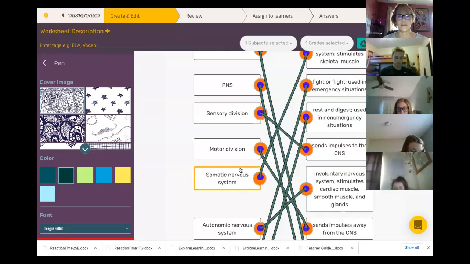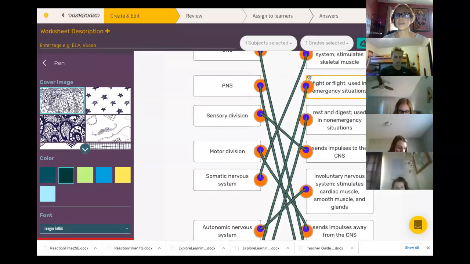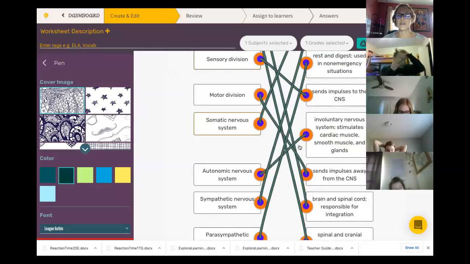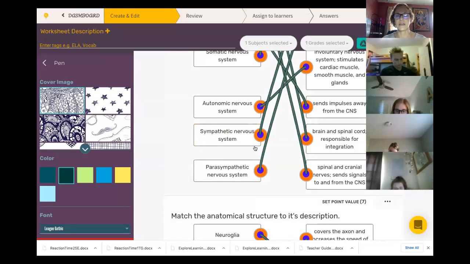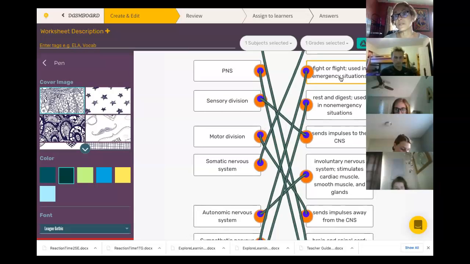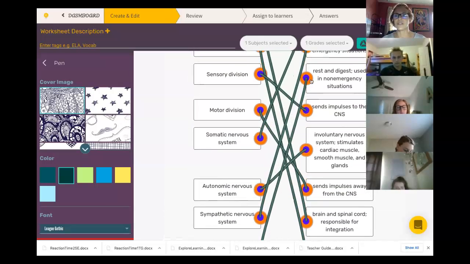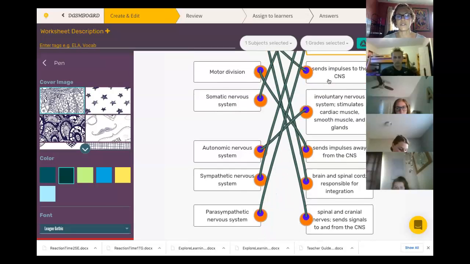And then the next pair of comparisons, somatic versus autonomic. So somatic goes to the skeletal muscles, voluntary. The autonomic goes to smooth muscles, glands, and organs, typically involuntary. Our next pair, sympathetic versus parasympathetic. Sympathetic, we identify with fight or flight, emergency situations, mostly you're speeding things up. And parasympathetic is associated with rest and digest. Non-emergency situations, usually you're slowing things down. Any questions on the divisions part?